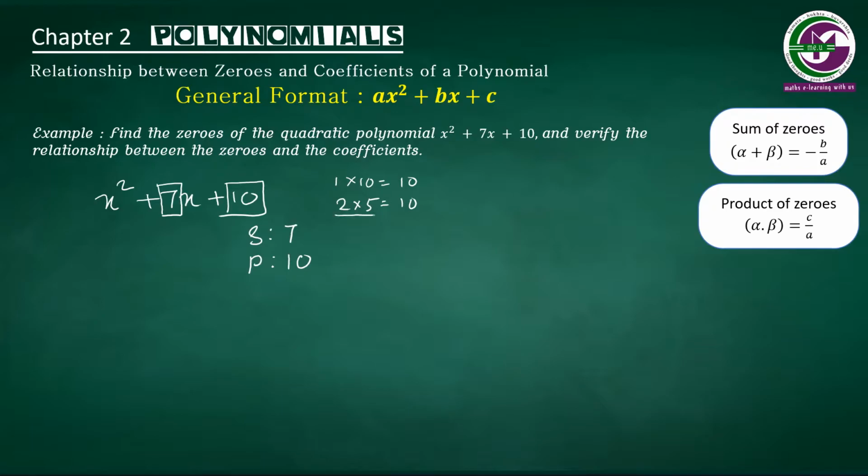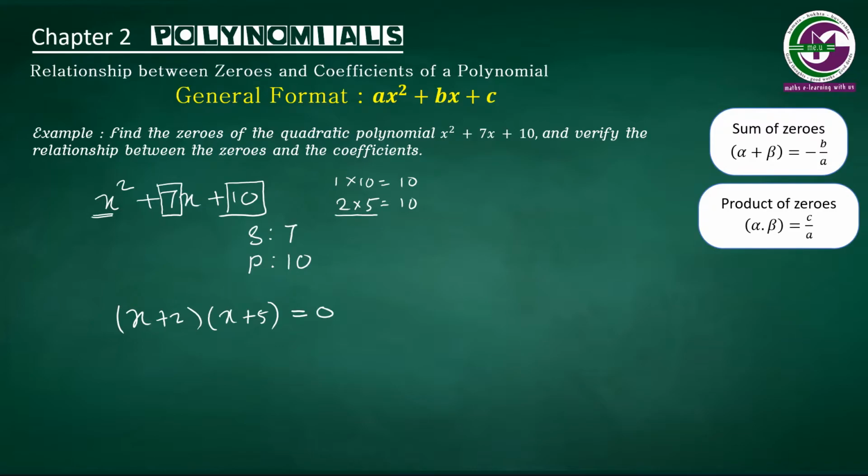So we know that it is 2 and 5. So the numbers are 2 and 5. Since the coefficient of x square is 1, you can directly factorize this as x plus 2 multiplied by x plus 5. To get the zeros of the polynomial, we'll equate this to 0, because we know that the zero of a polynomial is the value of x so that the complete polynomial value is 0.